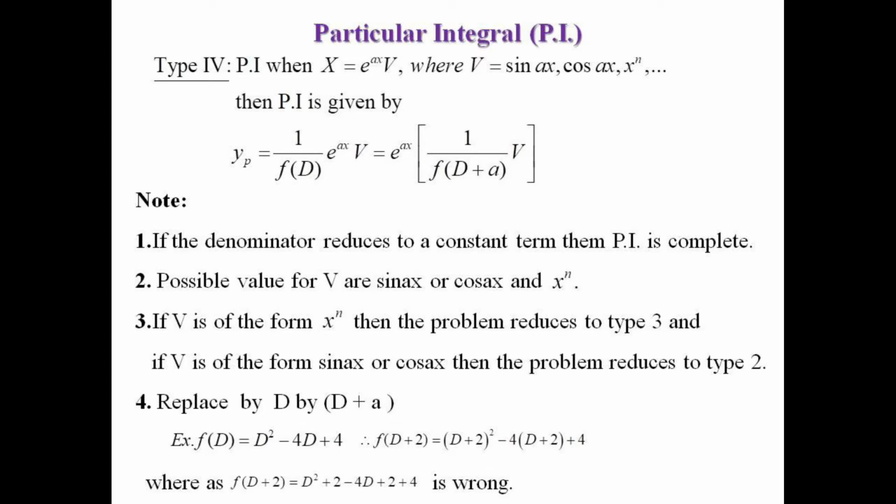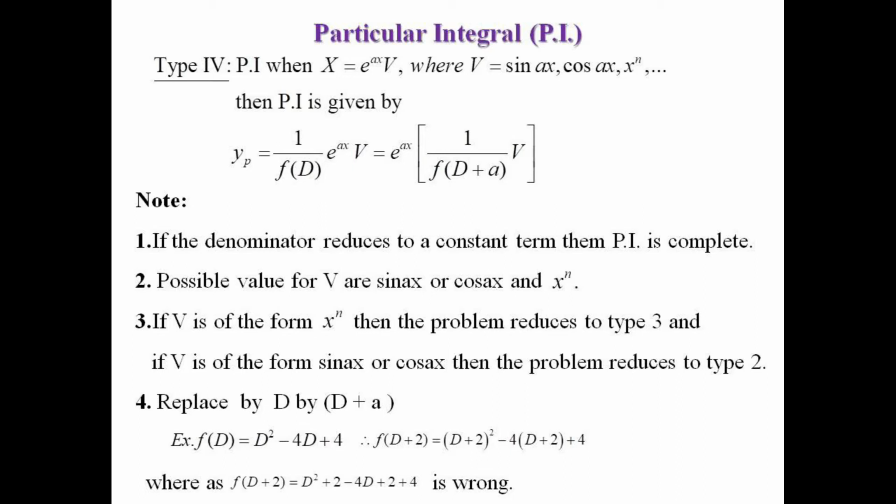When capital X is e raised to ax into v, where v stands for sine of ax or cos of ax or x raised to n, these are the different values for v. Then particular integral is given by 1 upon f of D, e raised to ax into v, which is written as e raised to ax in bracket 1 upon f of D plus a, into v. That means in this formula we replace D by D plus a. This is the type 4 for finding particular integral.